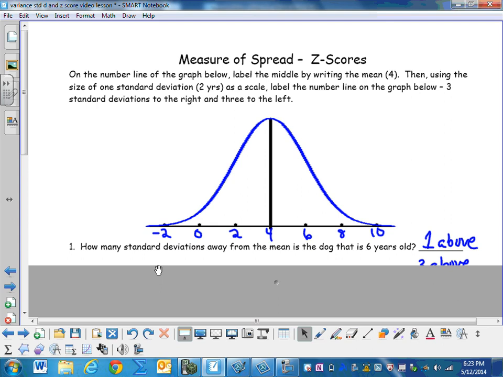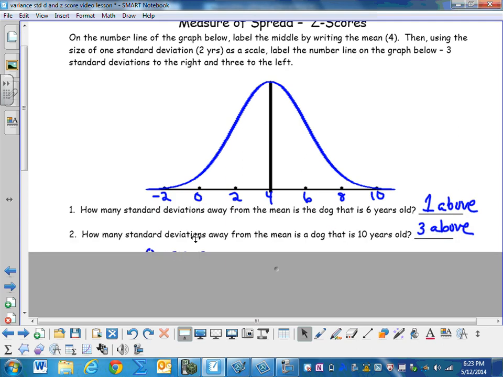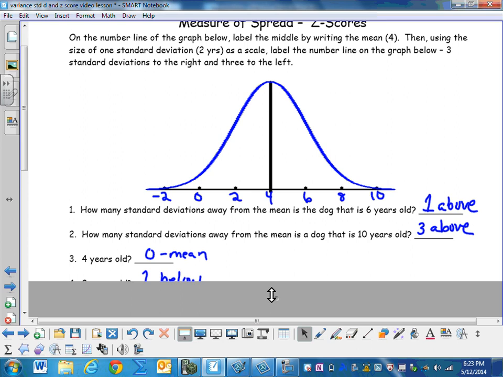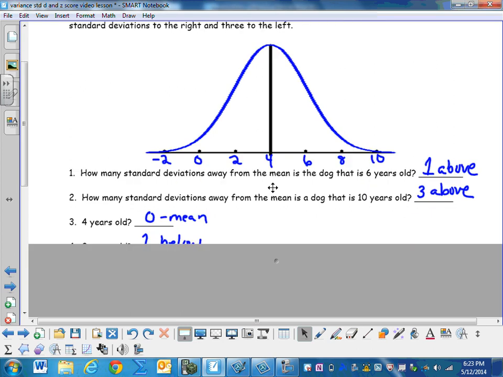So how many standard deviations away from the mean is a dog that is 6 years old? Well, the mean is 4, and if he's 6, he's 1 standard deviation above the mean. How many standard deviations away from the mean is a dog that is 10 years old? Well, here's the mean, and we go 1, 2, 3. So he's 3 standard deviations above the mean. 4 years old, he's no standard deviations above the mean. He is the mean.